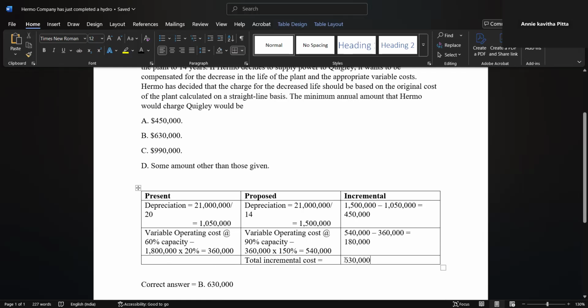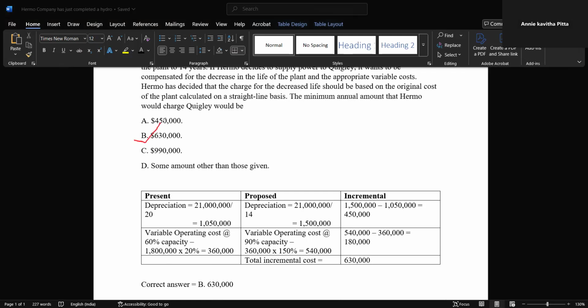So the total incremental cost is 450,000 plus 180,000, which is equal to 630,000. So the answer here is option B, 630,000. Hope that is clear.